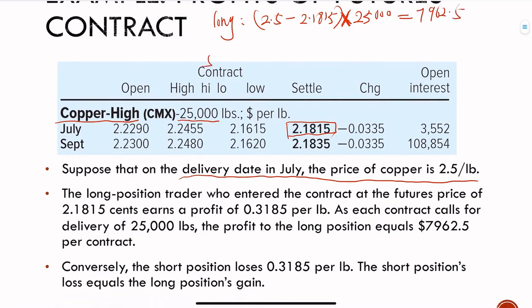So in this case, this would be your profit, which is 7962.5. If you're on the short side of the contract, then your profit would be the initial contract price minus the spot price, times the size of the contract. This gives you minus 7962.5. Again, the loss has to be the same as the gain, and they offset each other, so the sum is zero, a zero-sum game.